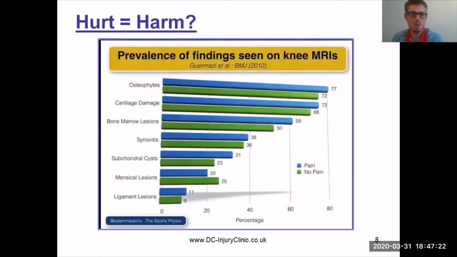But going back to the arthritic change, what we know is that hurt does not equal harm. If we look at cartilage damage, for example, on this scan, this is a graphic by Adam Meekins, who's well worth following. We can see that 68% of people with no pain have cartilage damage, which means that we can say without a doubt that cartilage damage on its own does not mean pain. So even if you go for a scan and you're shown cartilage damage, it doesn't necessarily follow that it is the cause of your pain. It's something that's worth bearing in mind, but hurt does not equal harm.